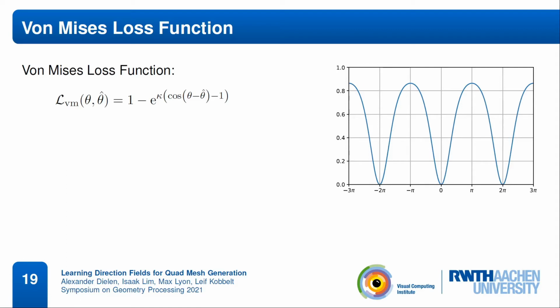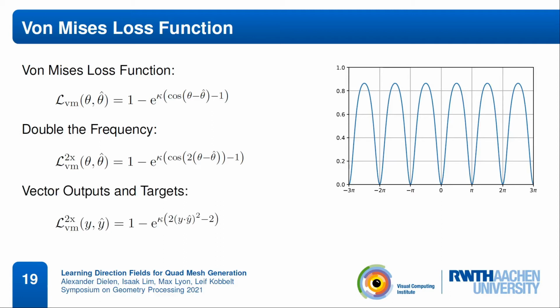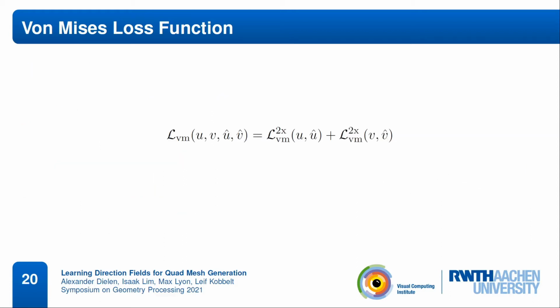Since our direction loss should be invariant with respect to the sign changes, or in other words, it should be invariant with respect to rotations of pi radians, we double the frequency of the cosine term. As illustrated on the right, this gives us a loss function with minima at multiples of pi. Using some trigonometry, we can adapt this loss to vector-based network outputs and targets. Since a frame field consists of 2 independent vectors for every triangle, we evaluate the resulting loss function once for each vector and sum up the results.